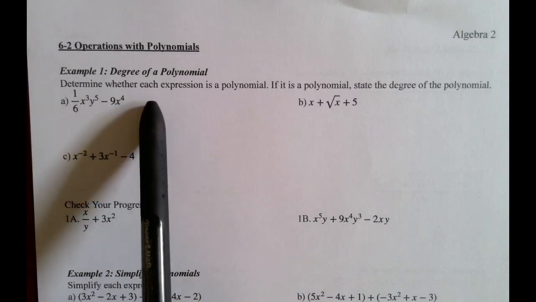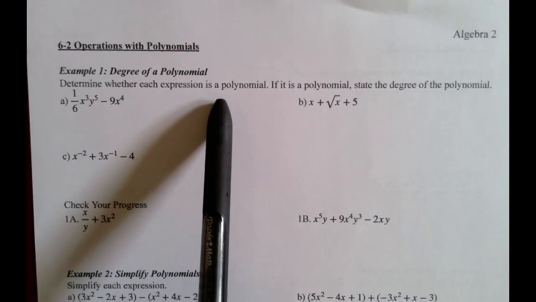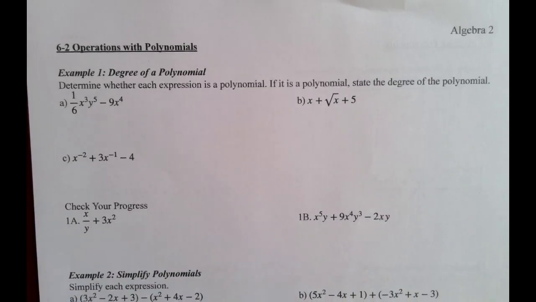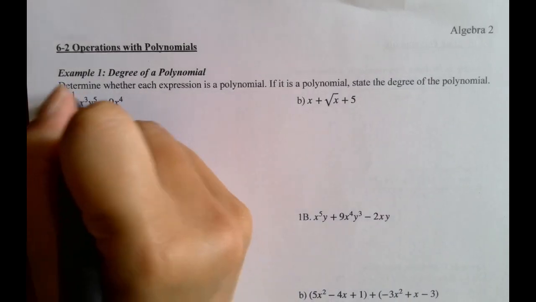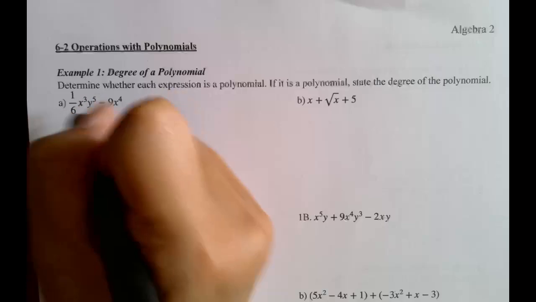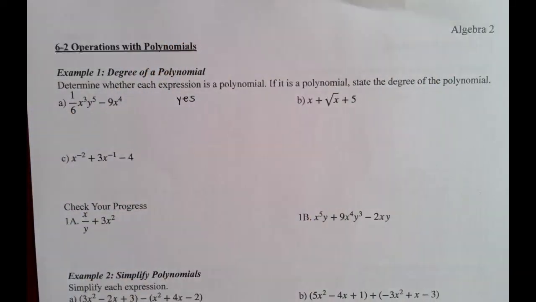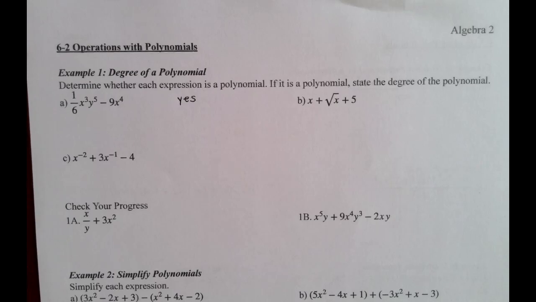We're going to determine whether each expression is a polynomial first. And if it is a polynomial, we're going to state the degree of the polynomial. Okay. So here with A, yes, this is a polynomial. None of our variables are in square roots or radicals or anything. None of them are negative. None of them are a fraction or anything. So yes, this is.